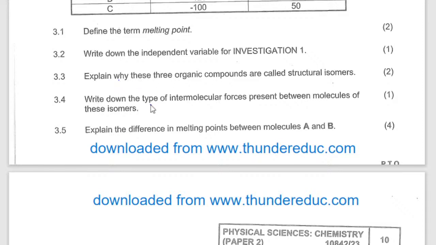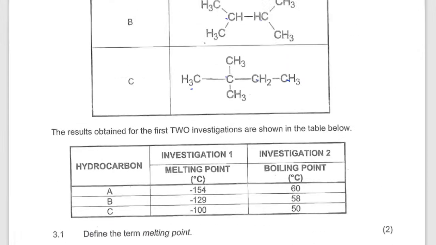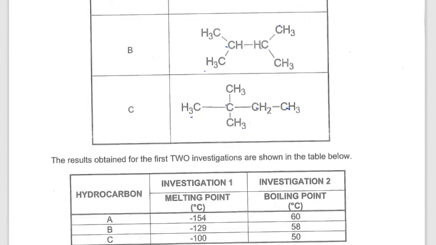Write down 3.4. Write down the type of intermolecular forces present between the atoms. Don't forget that all these are alkanes, alkenes, and alkynes. The type of intermolecular force of attraction is London forces. So we only talk about London forces.